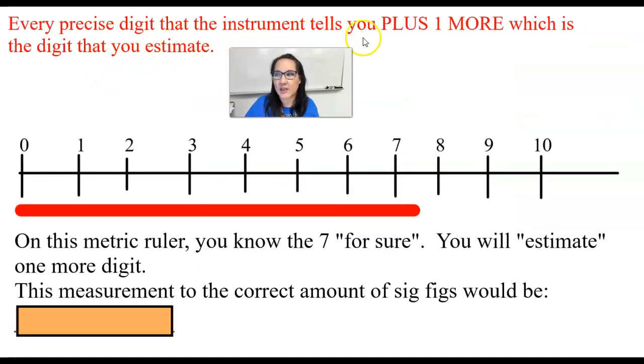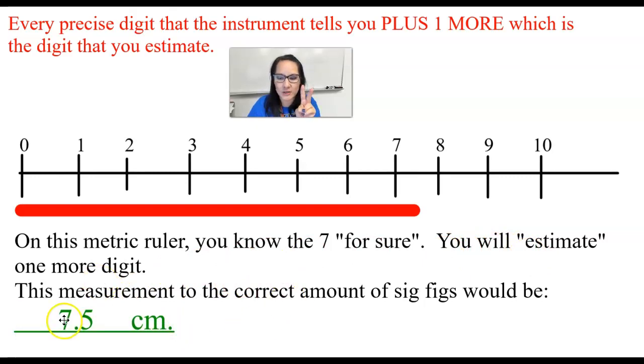Every precise digit that the instrument tells you plus one more, which is the digit that you estimate, are all going to be your significant figures. So in this example, I know for sure the 7. That would be my first significant digit. And then I'm going to guess or estimate one more digit, that it's 7 point something, maybe 7.6. So on this metric ruler, you know the 7 for sure. You will estimate one more digit. This measurement is going to have 2 significant figures, the 7 and that 0.5.